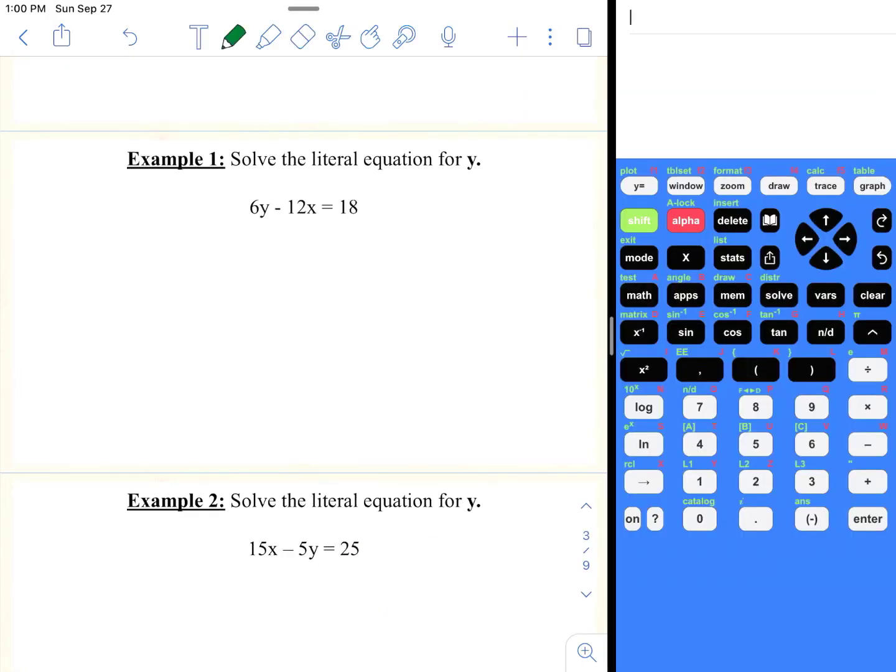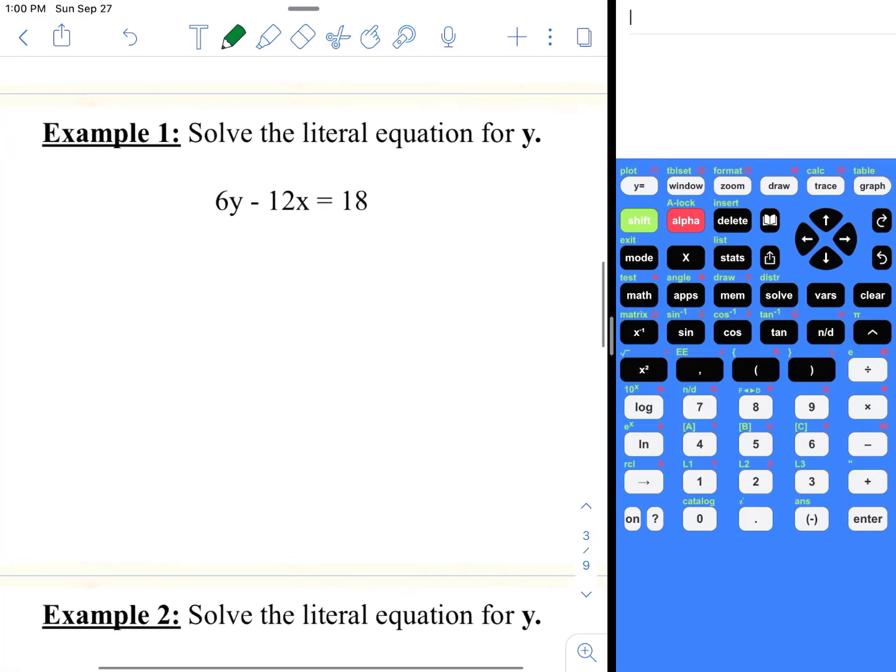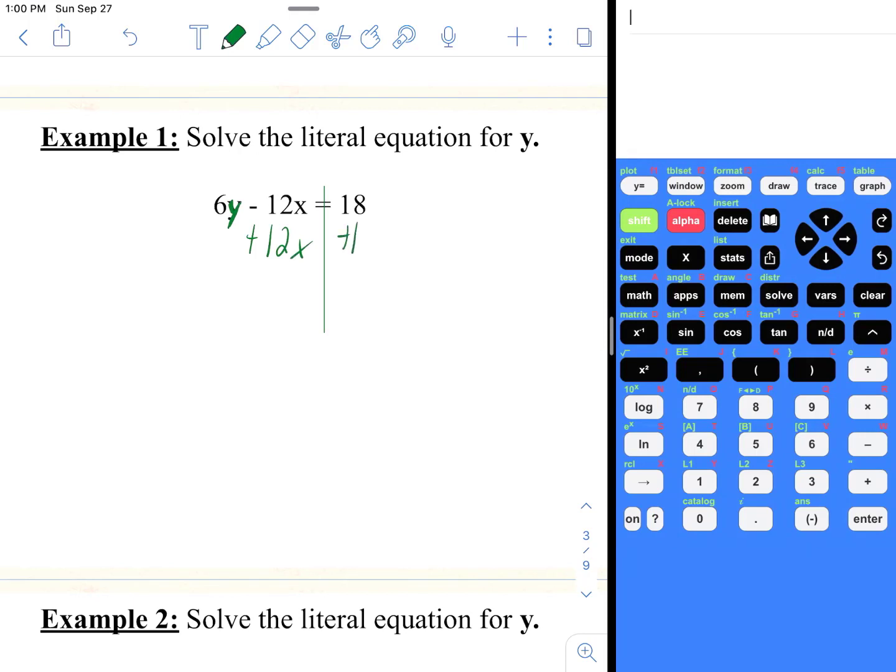Solve the literal equation for y. We have 6y minus 12x equals 18. Our goal here is to get y by itself. Our first step, we're going to move negative 12x to the other side. In order to do that, we're going to add 12x on both sides. 6y equals, on our right side, you can see we have 18 plus 12x.